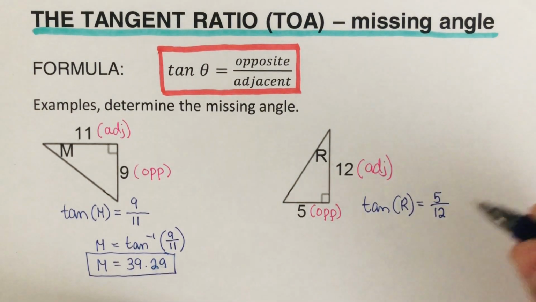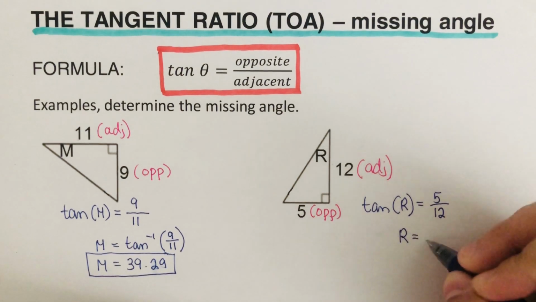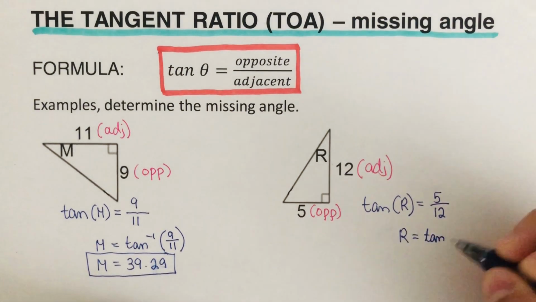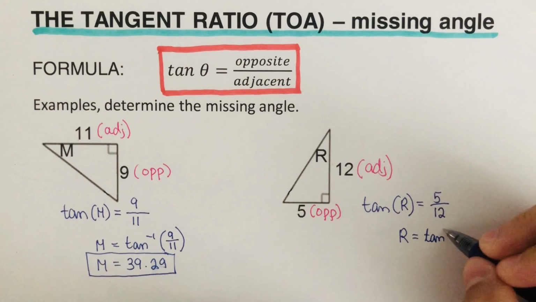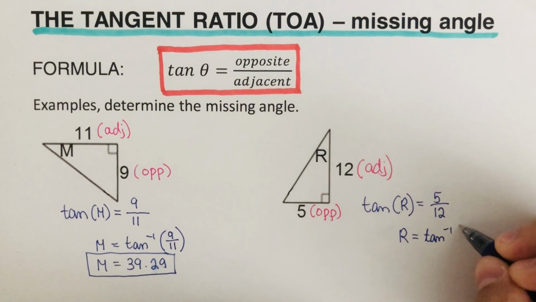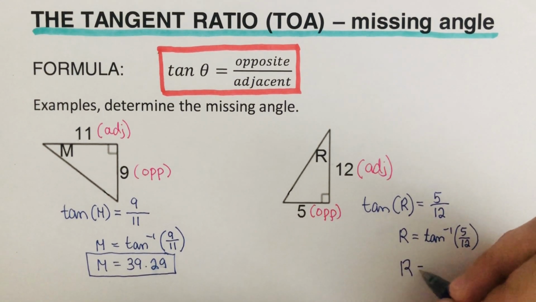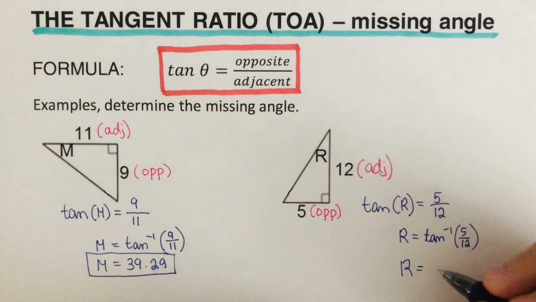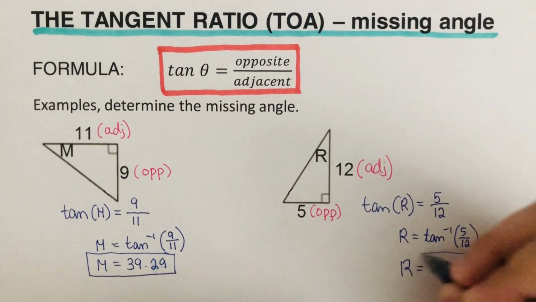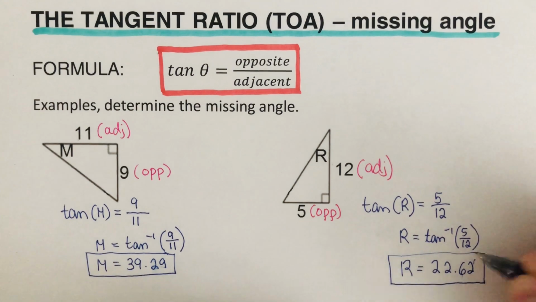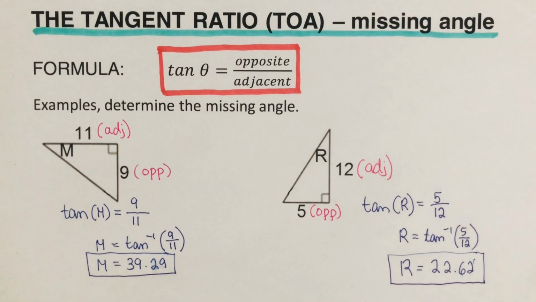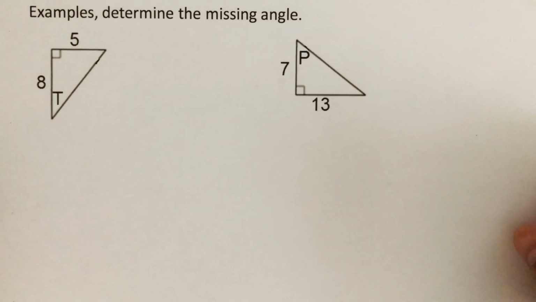To solve for R is arctangent, or inverse tangent. So we can have that as tangent -1, and then that is 5 over 12. So then our R, we use the calculator, this would be 22.62 degrees. Did you get 22.62 degrees for this? Good. Perfect.